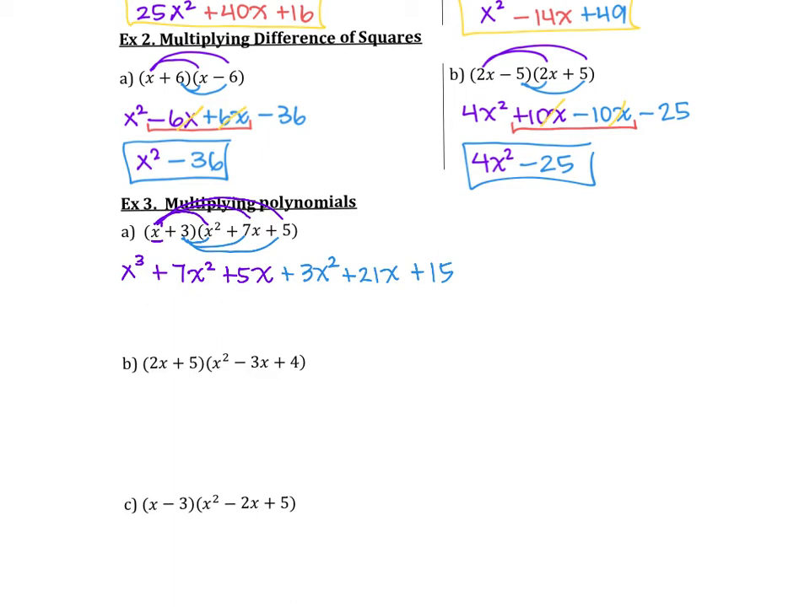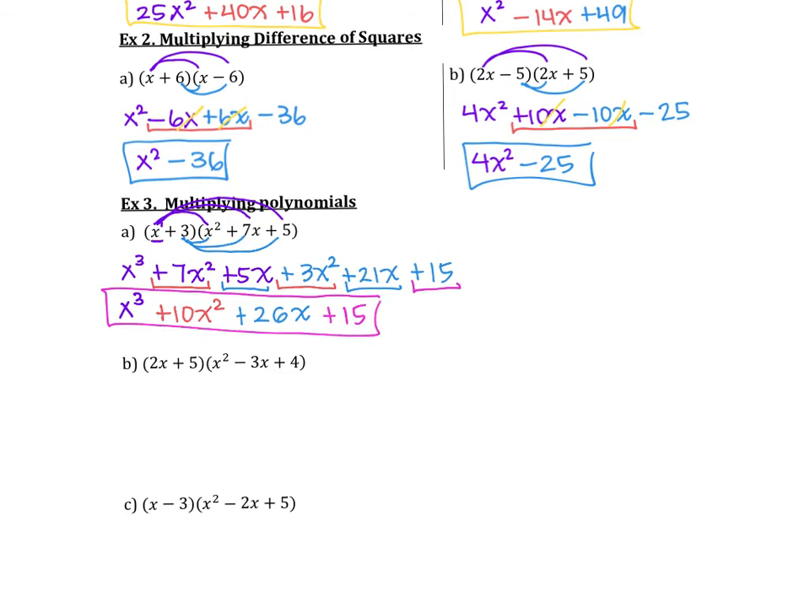So I see x to the third, but I don't see any other like terms. Okay, now let me check the x to the second. So I have 7x to the second plus 3x to the second. So I have 10x to the seconds. Okay, let me check the x's. I have 5x plus 21x, so 26x. And then what did I leave off? I left off that plus 15 at the end, which is called the constant term. Okay, this is my final answer. It is in standard form, and there's no like terms left. So this is a good answer.